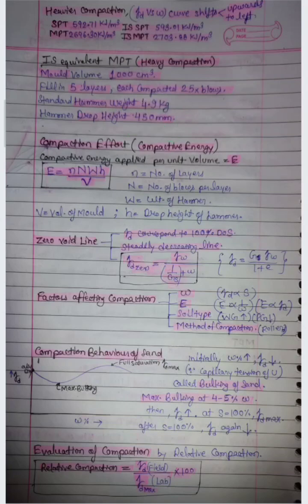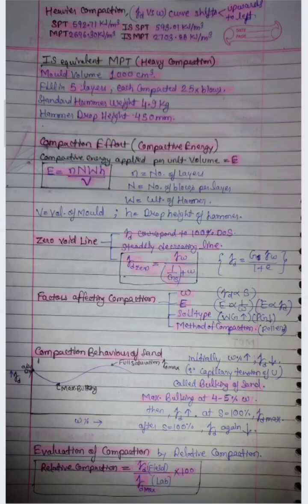So compaction effort is denoted by capital E and can be found by E equal to n N W h divided by V. Here small n will be the number of layers of the soil into the mold. Then capital N means number of blows per layer. Then capital W, that means weight of the hammer. Then small h, that is drop height of hammer, and then divided by volume of mold. So by this we can get the compactive effort.